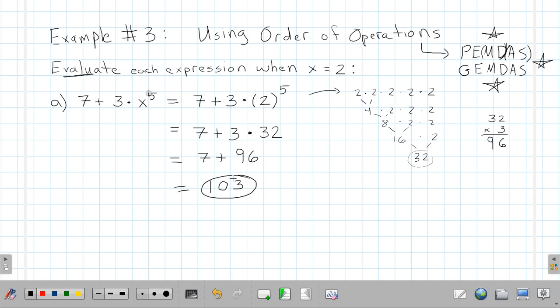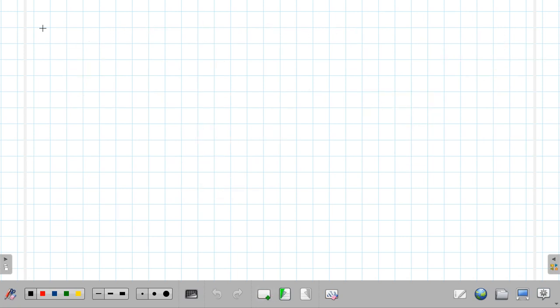So last part here, let's have a look at example 3, part B. Okay, so part B, and just to remind everybody, we've got x is equal to 2. But with part B, we've got a little bit more difficult of an expression. We have 5 to the 4th power minus 27 x to the 3rd power, and then we have that divided by 3.